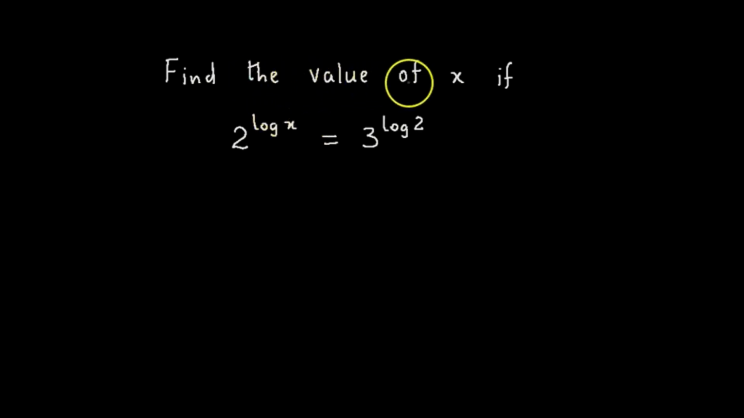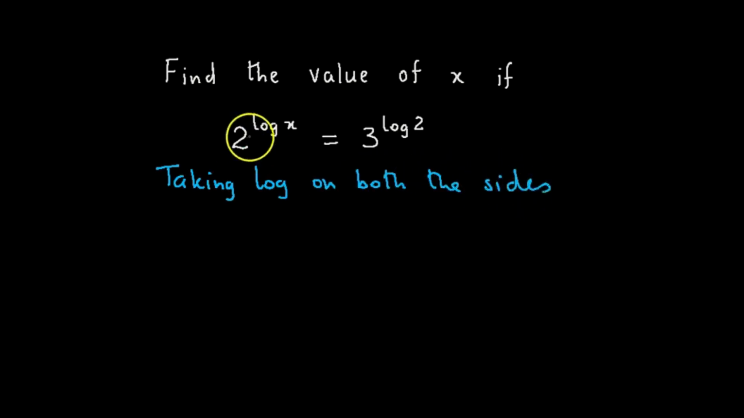Find the value of x if 2 raised to log x is equal to 3 raised to log 2. अब यहाँ पर अगर हम देखें, ये जो x टर्म है ये पावर में है, तो इसे आगे या नीचे लाने के लिए हमें log लेना होगा on both sides. So let us do that step. तो यहाँ पर हम लिखते हैं taking log on both the sides.